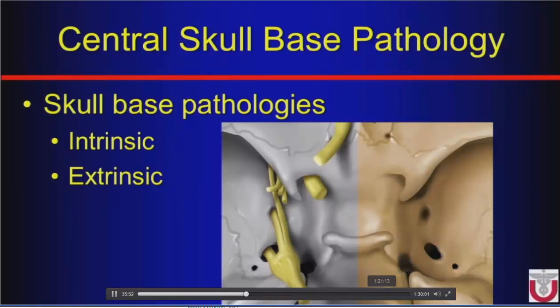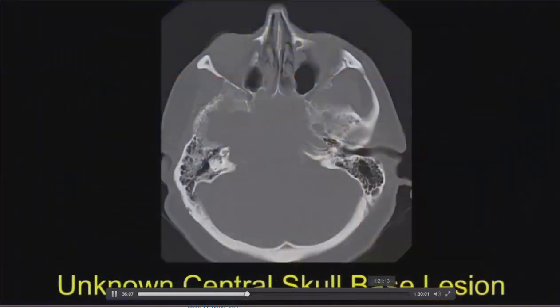We don't want to just say there's a mass in the deep space and then give a huge differential of things. We want to try to think about the pathology that happens to this anatomy and make a better differential than just listing a whole bunch of things. And that frequently happens, and it happened at my shop recently with a case.